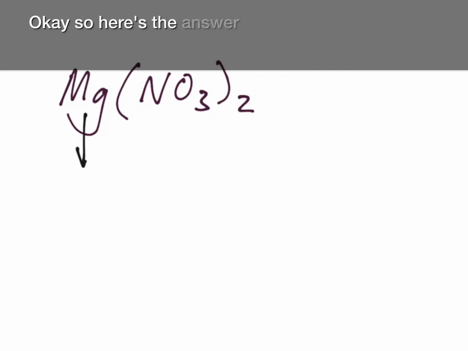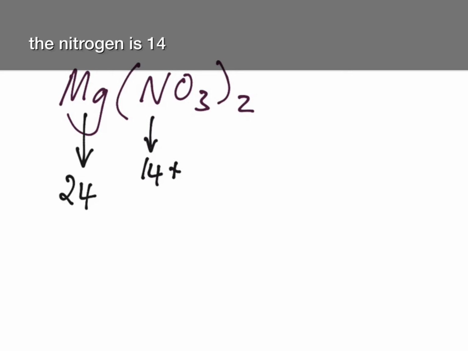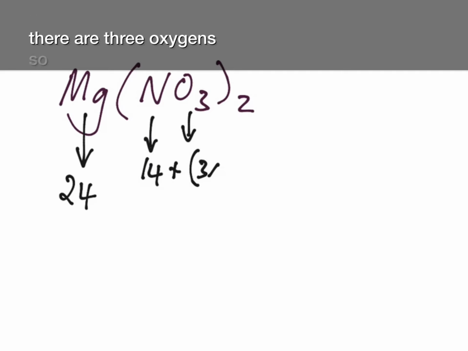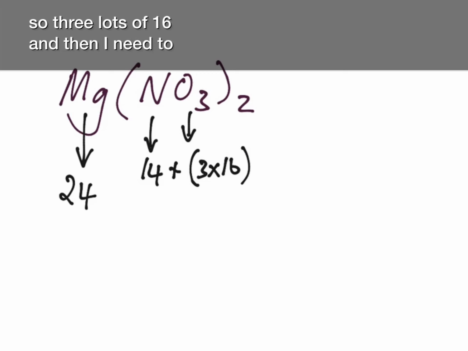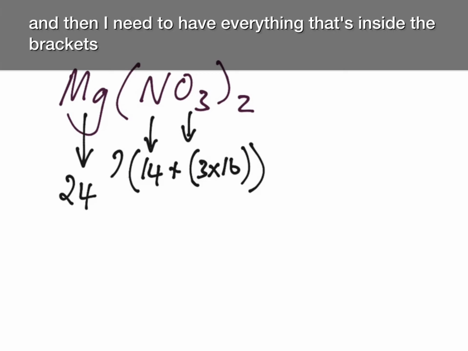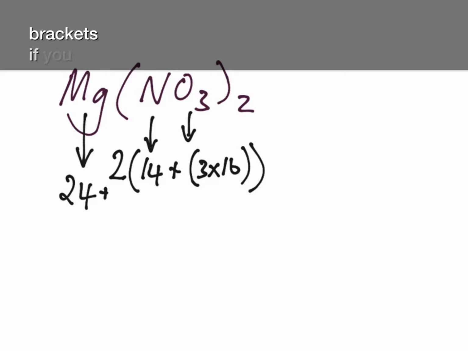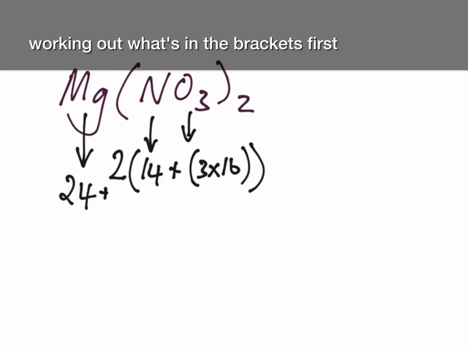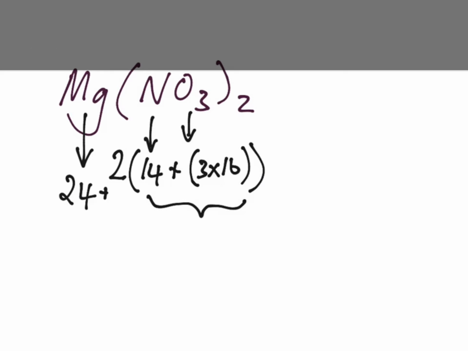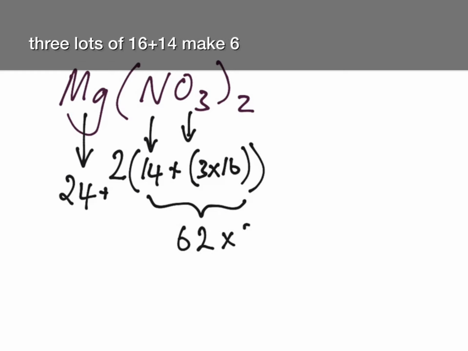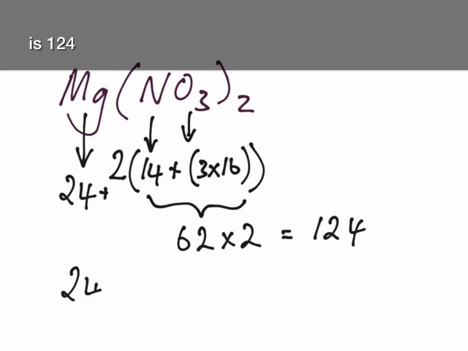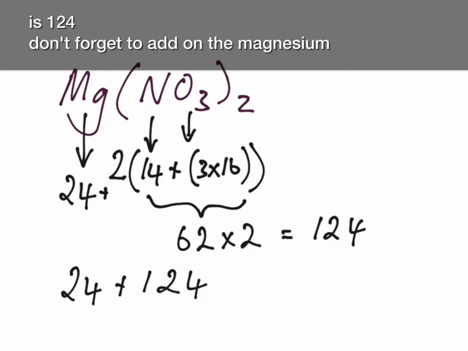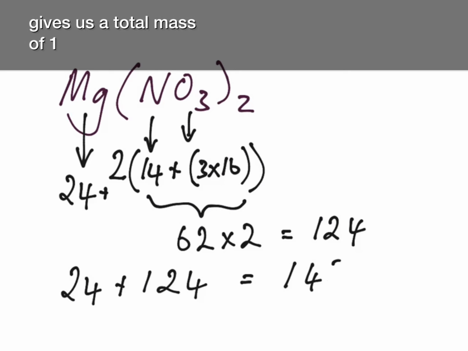Okay, so here's the answer. The magnesium weighs 24, the nitrogen is 14, there are 3 oxygens, so 3 lots of 16, and then I need 2 of everything that's inside the brackets. If you add all of this together correctly, working out what's in the brackets first, 3 lots of 16 plus 14 makes 62, times 2 is 124. Don't forget to add on the magnesium. Gives us a total mass of 148.